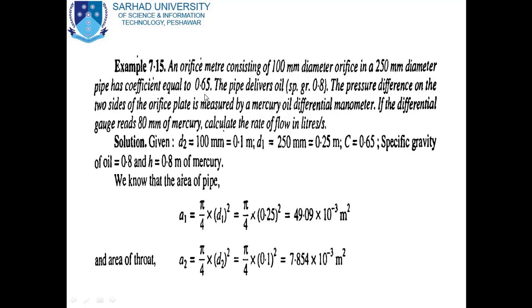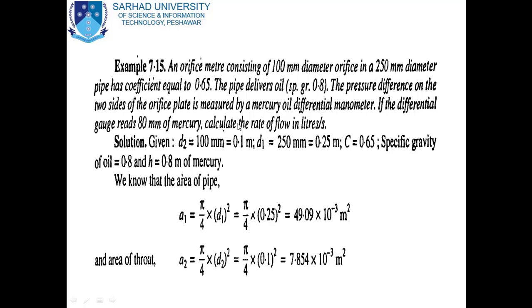Now the pipe delivers oil having a specific gravity of 0.8. The liquid in the pipe is oil and the specific gravity is given, which is equal to 0.8. The pressure difference on the two sides of the orifice plate is measured by a mercury oil differential manometer. If the differential gauge reads 80 mm of mercury, calculate the rate of flow in liters per second. So the mercury differential gauge reading is also given, which is 80 mm, and we have to calculate the rate of flow in liters per second, meaning we have to calculate the discharge in liters per second.